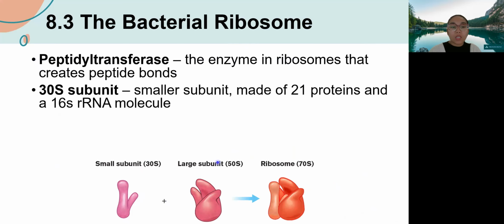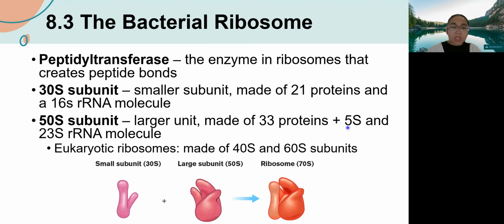We have the 30S subunit, which is the smaller unit. It's made up of 21 proteins and a 16S RNA molecule kind of mixed in there. And then the larger subunit has 33 proteins and then two rRNA molecules, the 5S and the 23S. So there's a bunch of S's and there's a bunch of things being mixed in. Anyway, the small and the large subunit, when they are together, we call it the 70S subunit. Something to keep in mind also is that in eukaryotes, the ribosome is different. They have a 40S subunit and a 60S subunit, which together make 80S. So it's different from this.